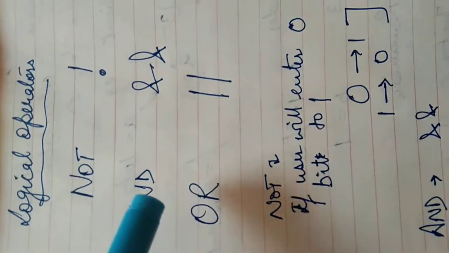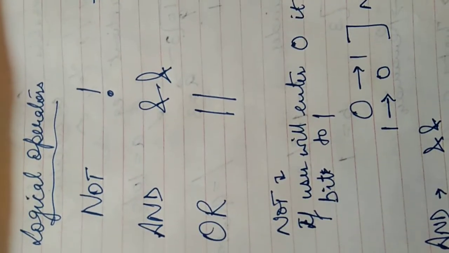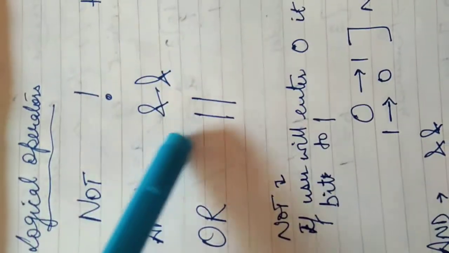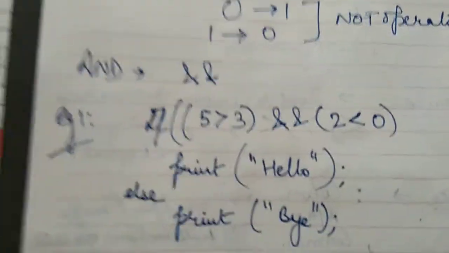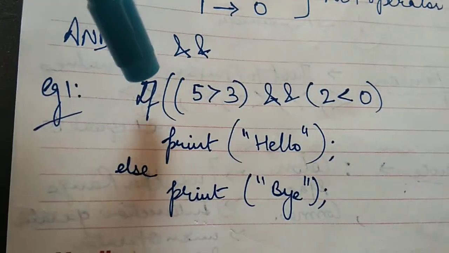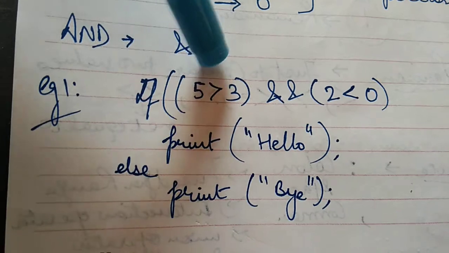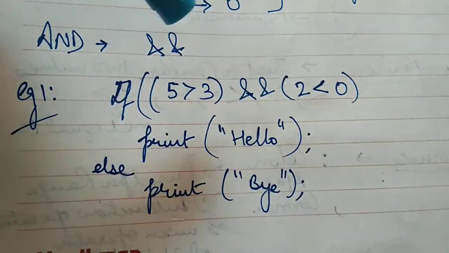And the AND operator sign is the ampersand sign. जैसा आपका एंड का साइन होता है वही साइन हम एंड ऑपरेटर के लिए यूज करते हैं. And this sign is, now let's see this example. This I have taken for the AND operator. So this is written: if 5 is greater than 3 and 2 is less than 0.